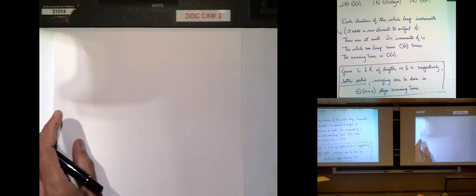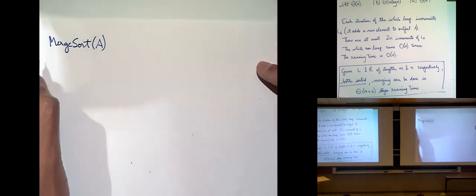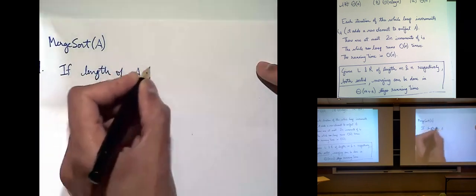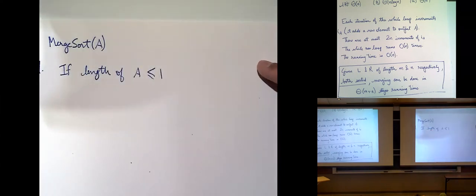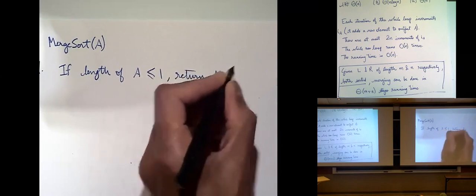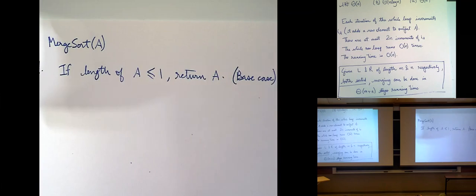Now, once you have the merge procedure, merge sort essentially writes itself using the divide and conquer paradigm. This part often can throw you off. So let me write this as merge sort of an array A. The base case is that if the length of A is at most 1, so either it's an empty array or it has length 1, we will just return A. There is your base case.